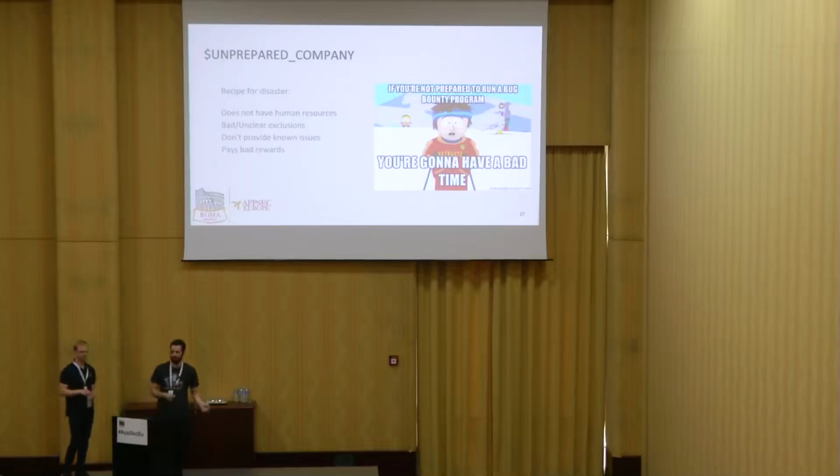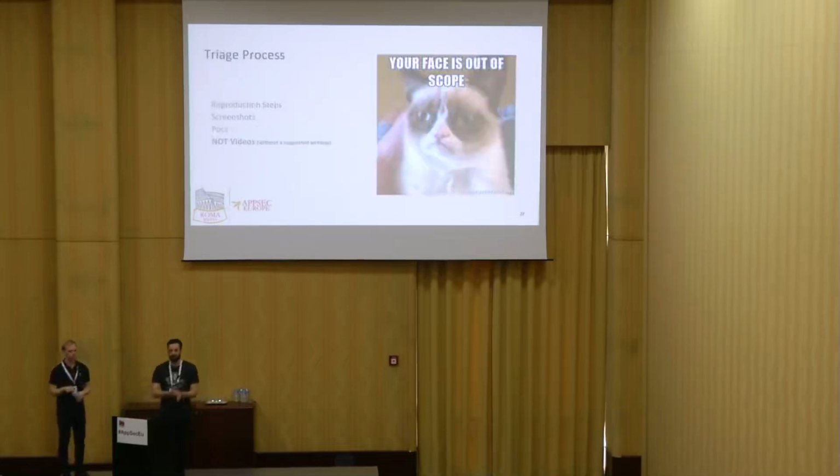So you don't have the resources to manage all the incoming reports, which are a lot, because researchers want to be the first to submit and get a reward. And then if you have bad or unclear exclusions in your scope, they're going to submit stuff that you're not interested in, and then you have to pay those rewards, and then it's going to be bad rewards, and just everything falls down. So in order to manage a bug bounty well and efficiently, it's all about speed.